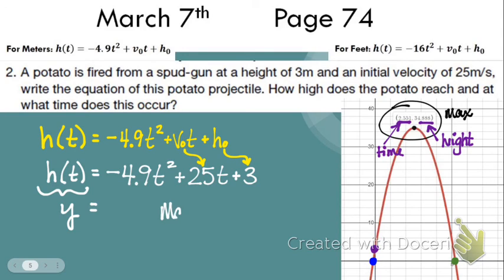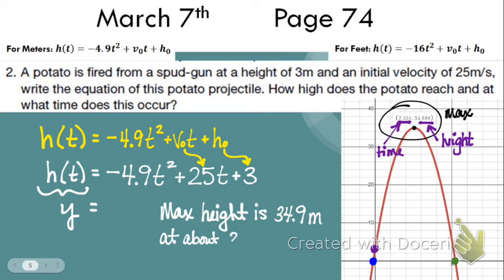So the max height is about how much? 34.8 repeating. 34 point, so you guys okay if we call it 34.9? Yeah. 34.9 what? Meters. When does that happen? Yeah. At right about 2.6 seconds.